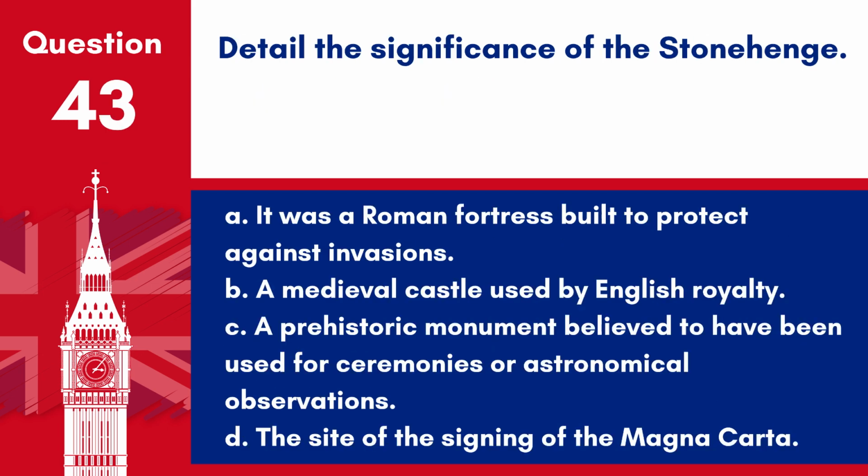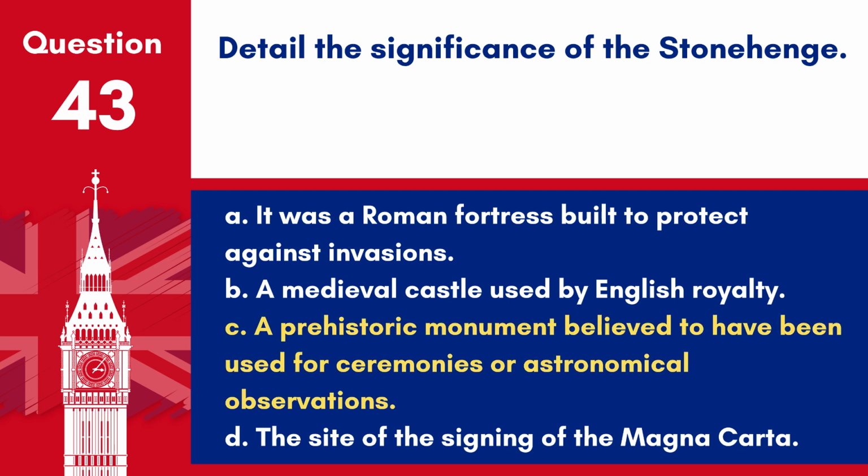Question 43. Detail the significance of the Stonehenge. A. It was a Roman fortress built to protect against invasions. B. A medieval castle used by English royalty. C. A prehistoric monument believed to have been used for ceremonies or astronomical observations. D. The site of the signing of the Magna Carta.